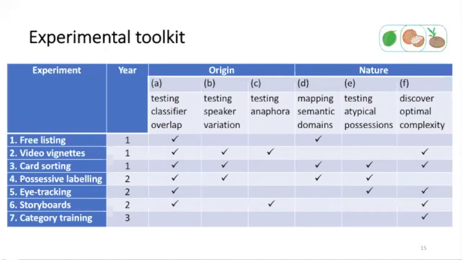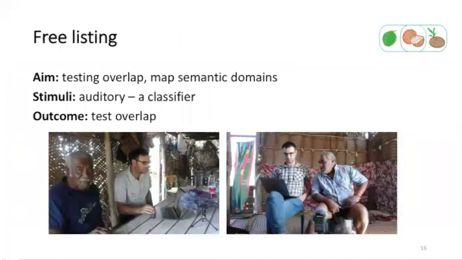When designing the experiments, we had to take into account the different semantics of the classifiers across the 6 languages in our sample. And then in analyzing the results, it's not just the results of one experiment in one language, but figuring out this complex interplay between the experiment results and all the languages in the sample. Today I'm just going to be talking about the results from the first 2 experiments, free listing and video vignettes. So let's move on to our first experiment.